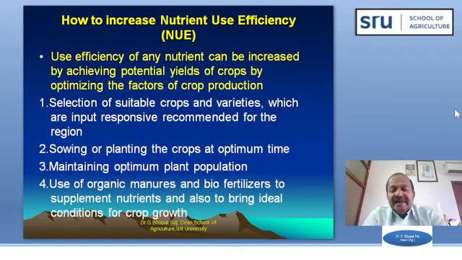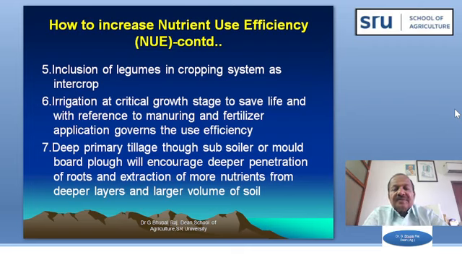Then sowing or planting the crops at the optimum time. If the timing is delayed, more fertilizer is required and the use efficiency of the nutrient will be lower. So sowing in time is very important. Maintain optimum plant population, and use organic manures and biofertilizers to supplement the nutrients and also to bring ideal conditions for crop growth. The inclusion of legumes in the cropping system is very important. Legumes fix atmospheric nitrogen into the soil and crops, so that we can reduce the application of nitrogen fertilizers and increase the nutrient use efficiency.